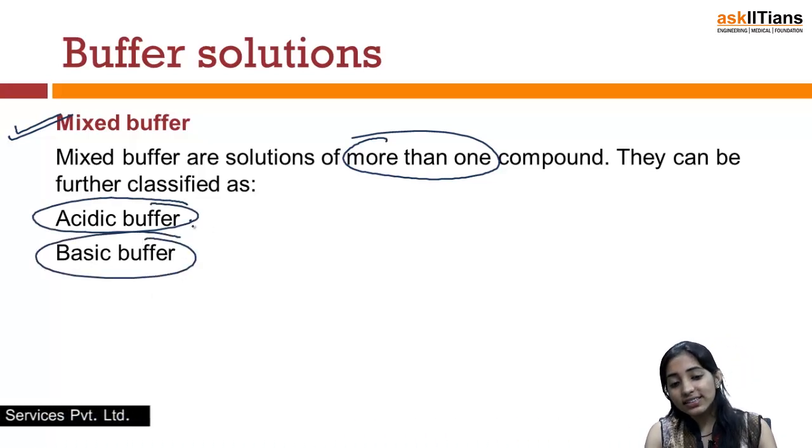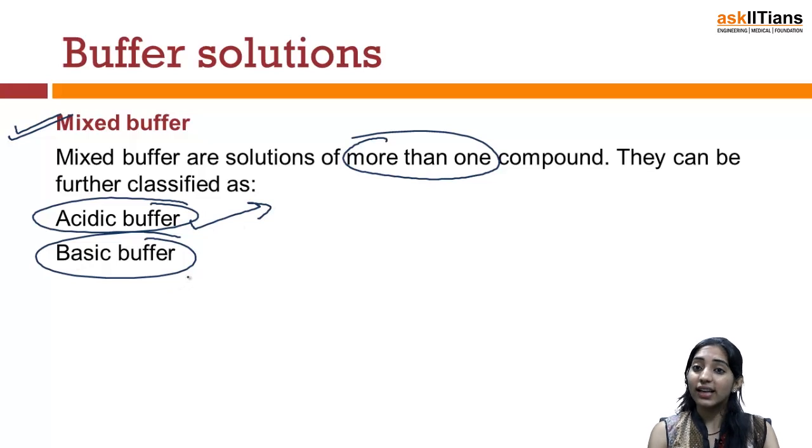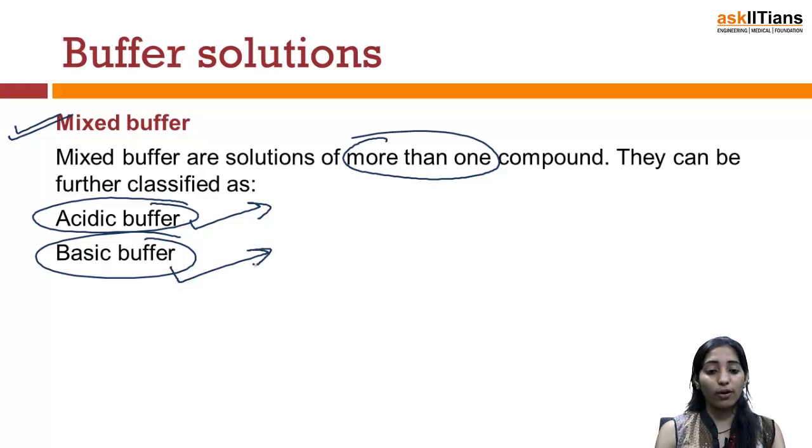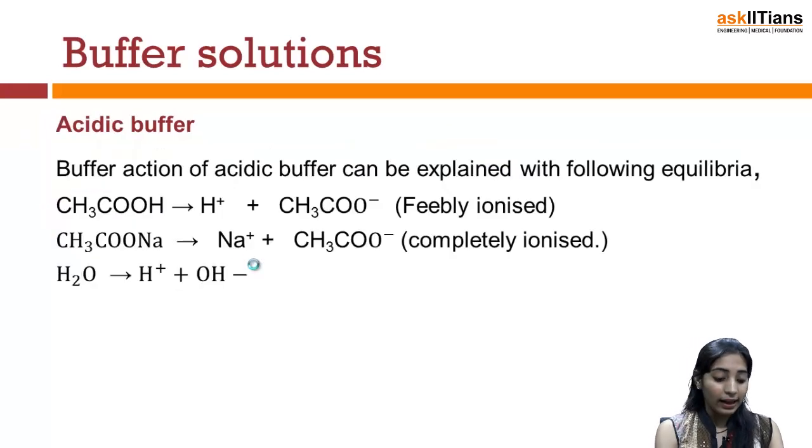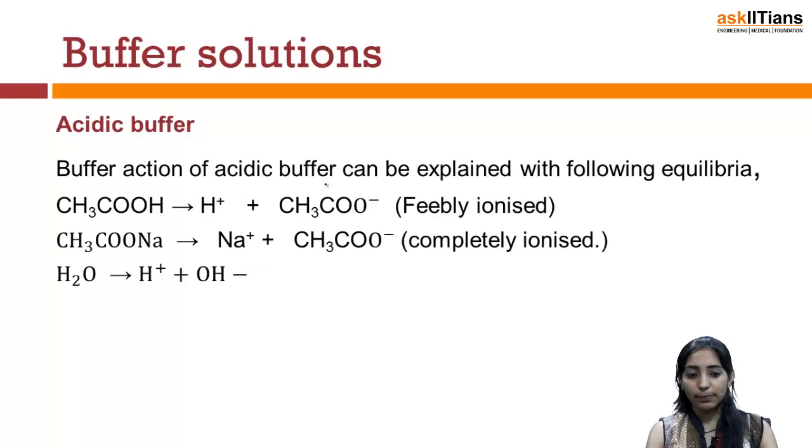Now we'll discuss in detail what we mean by acidic buffers and how we are going to find the pH of such a solution. Also we'll discuss in detail what we mean by a basic buffer and how we are going to find the pH of a basic buffer. Let's first of all start with the acidic buffers.